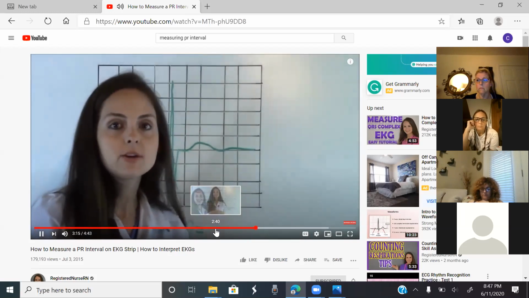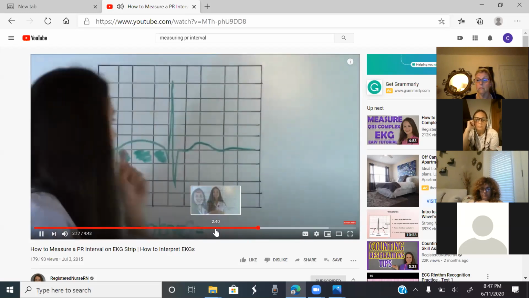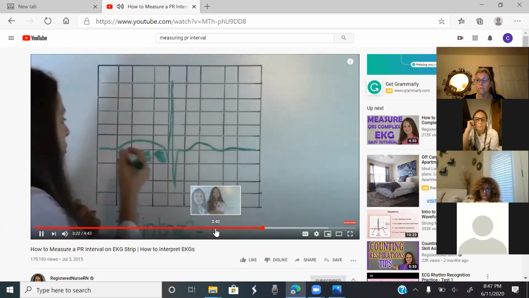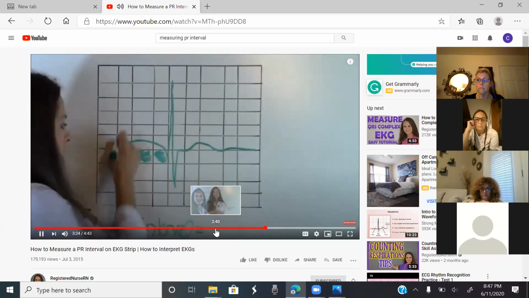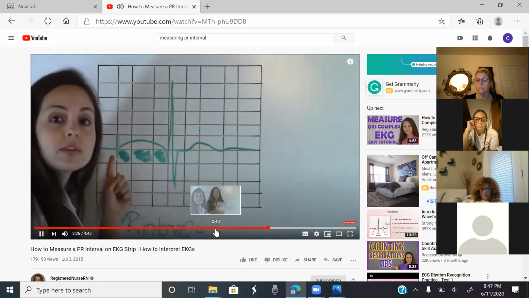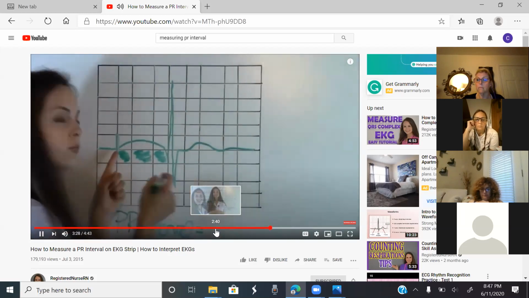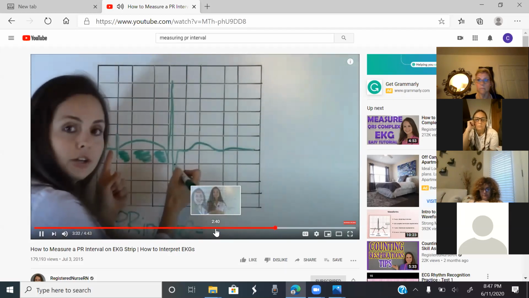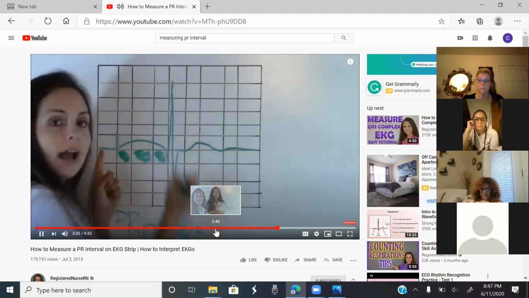So the very first thing you want to do is find your P wave. The P wave is right here, and you want to look for the beginning of it, which is right here. That's the beginning of our P wave, so we're going to start with this box. Then we're going to find the beginning of our QRS complex. This is our Q wave, and we know that this is our QRS.